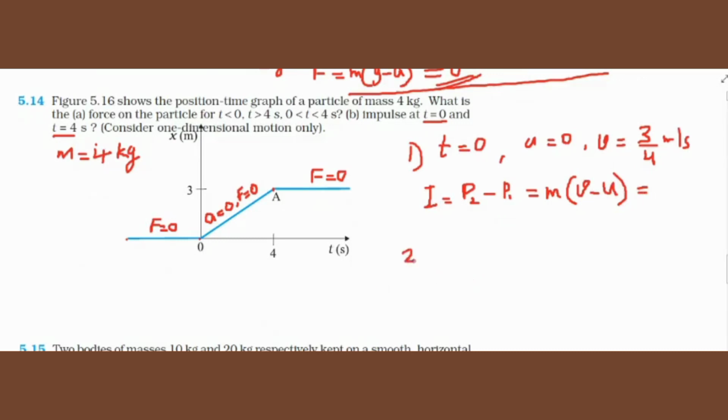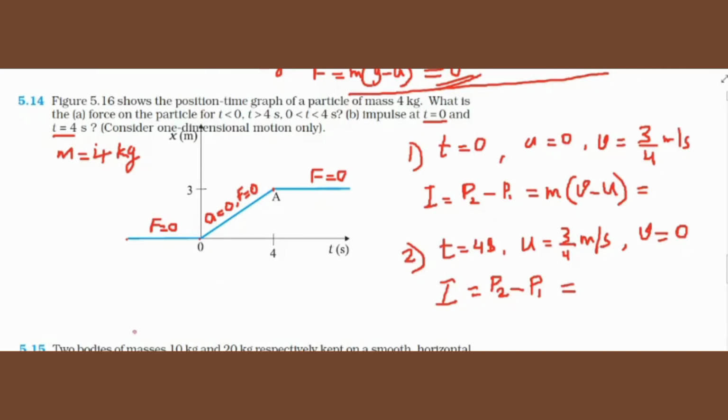Next, case 2. Impulse at t equal to 4. At t equal to 4, you have to see what the situation is. When t equal to 4 seconds, u, the velocity before that point, is 3/4 meter per second. And after that point, velocity v is equal to 0 because the object is at rest. Now use the same formula, I is equal to p2 minus p1, and find the value of impulse. So you will get the answer.